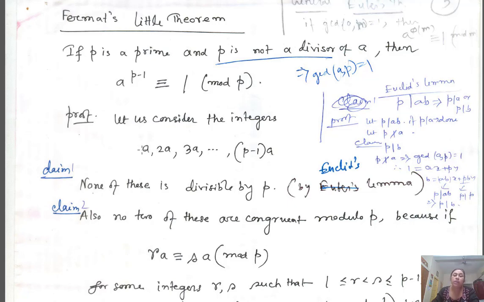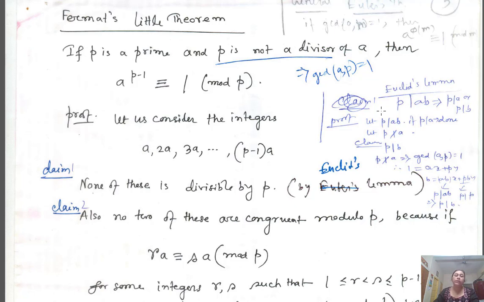But T ranges from 0 to P minus 1, so P cannot divide T either, because T is less than P. It belongs to 1, 2, 3 up to P minus 1. So the first note is that none of these elements are divisible by P. It actually follows from Euclid's lemma. This is Euclid's lemma.